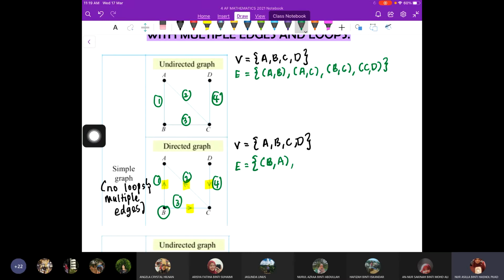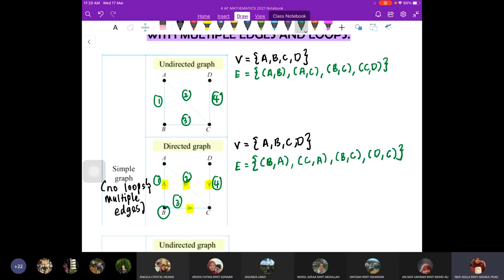Okay, kedua, line to the initial is C. Okay, towards A. So you will write C first, baru A. And then third, initial is B, terminal is C. And then fourth edges, initial is D, terminal is C. Okay, macam tu. So vertices and edges mesti ditulis ada curly bracket.